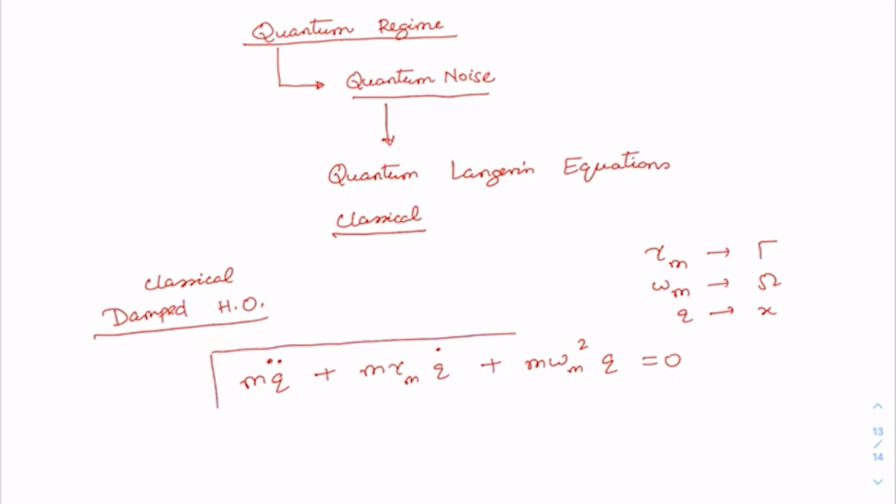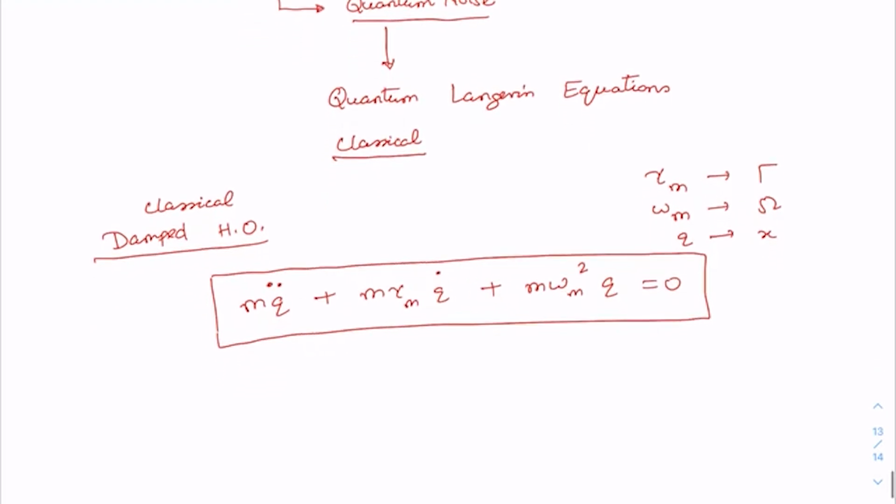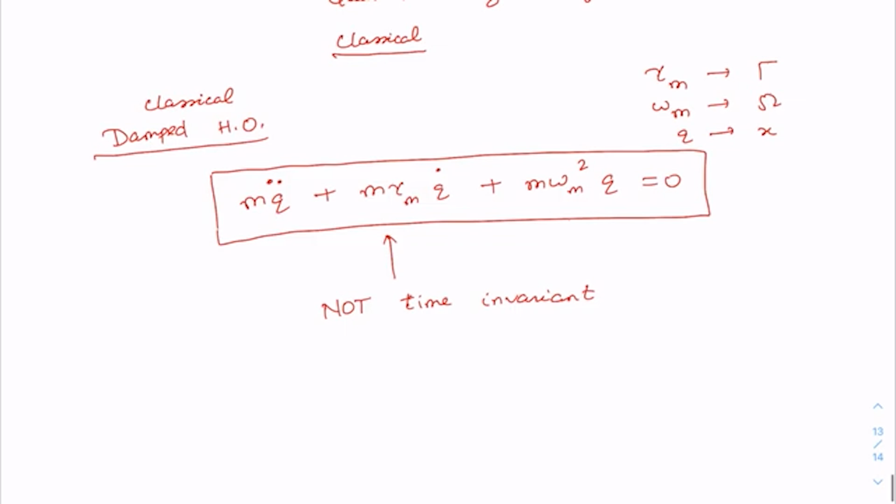So usually this is the damped harmonic oscillator equation, and in most situations it's all right, but there is a fundamental problem with this equation, because it is not time invariant. By this I mean that when you go from t to minus t, then this equation would become m q double dot minus m gamma m q dot plus m omega m square q is equal to 0.